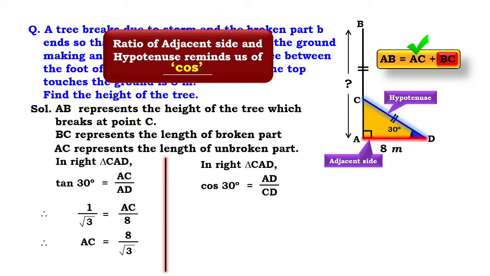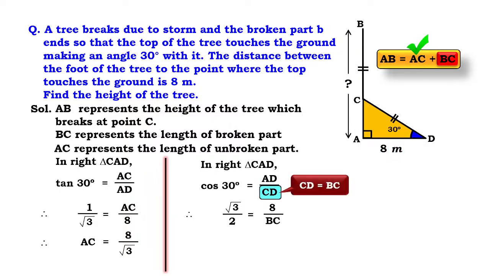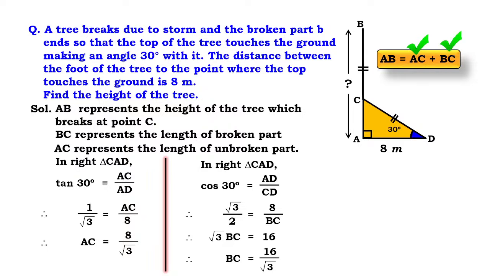What is the definition of cos theta? Adjacent side by hypotenuse. Okay. So now what is the cos 30 value? Root 3 by 2. In 10th you have done it, right? AD, how much do we know? It is 8. Okay. And CD, do you know the CD value? See, look here. CD is equal to BC. Do you all agree? CD is equal to BC. Correct? So directly I write BC. So I get the value of BC as 16 by root 3.